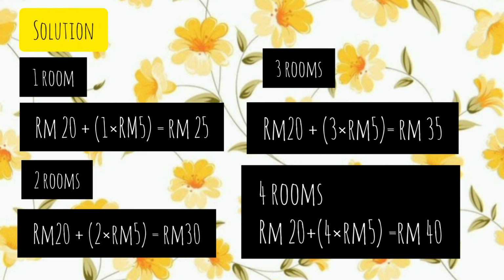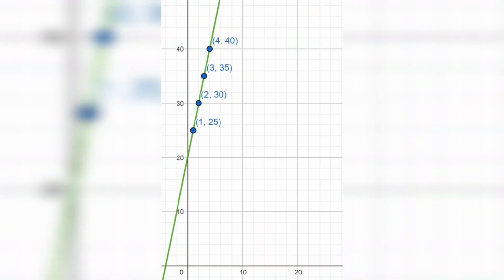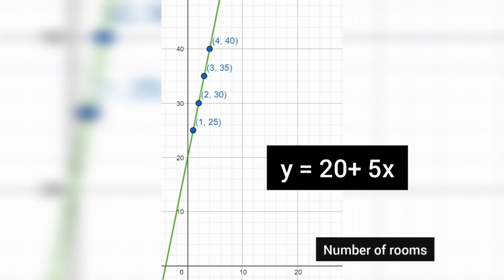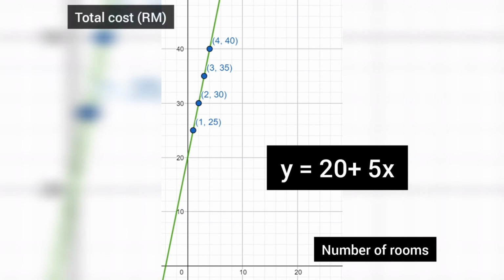Plotting the points on the graph using x for the number of rooms and y for the total cost in Rm, we have. Students should recognize the graph as a linear function since the points line up in a straight line. To write an equation for the function, we know that the total cost is Rm20 plus the number of rooms multiplied by 5. So we have y equals 20 plus 5x, where x is the number of rooms and y is the total cost in Rm.